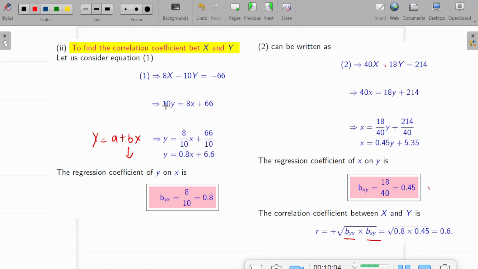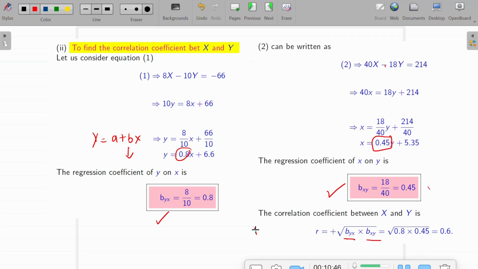So just make the adjustments: writing y is equal to, taking 10 to the other side, so I'll get this. The coefficient of x is going to be the regression coefficient of y on x. Similarly, considering the next equation as x on y, x is equal to 0.45y plus 5.35, where the coefficient of y is the regression coefficient of x on y. Once I've computed bxy and byx, it is easy to get the correlation coefficient. Both are positive, so the correlation is going to be positive. The square root of byx into bxy is 0.6.